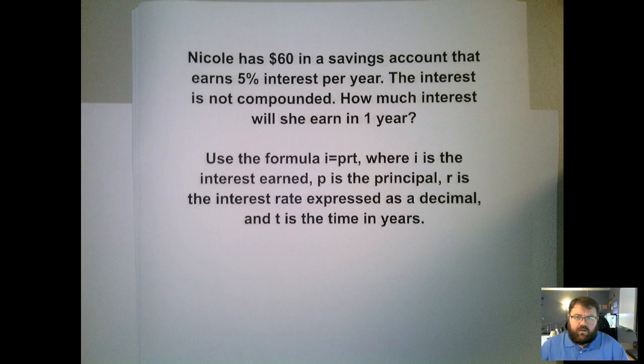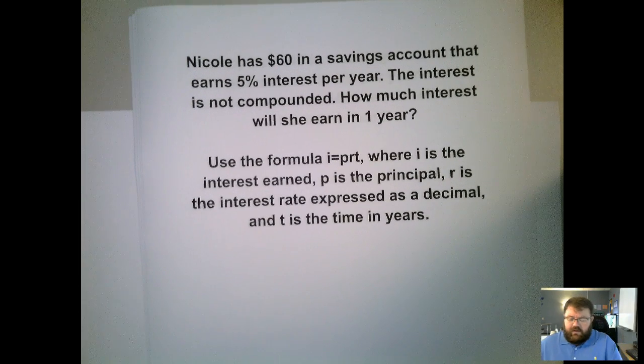Alright, so now we're at our third thing that we're going to focus on this week, and it is this idea of simple interest. And simple interest is what credit unions or banks will pay you to allow you to put your money into their bank. And the reason that they do that is because they loan your money out to other people at a much higher rate. So let's look at this together.